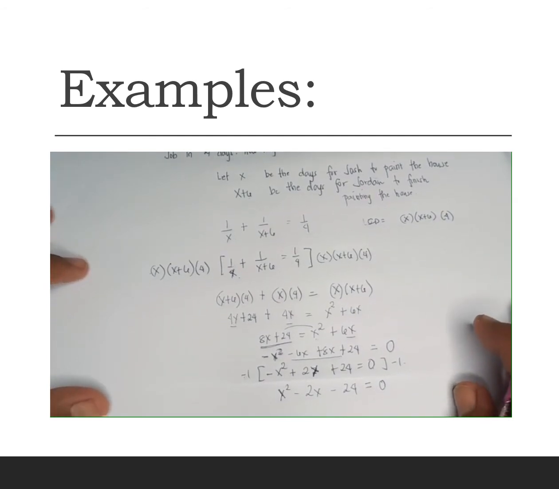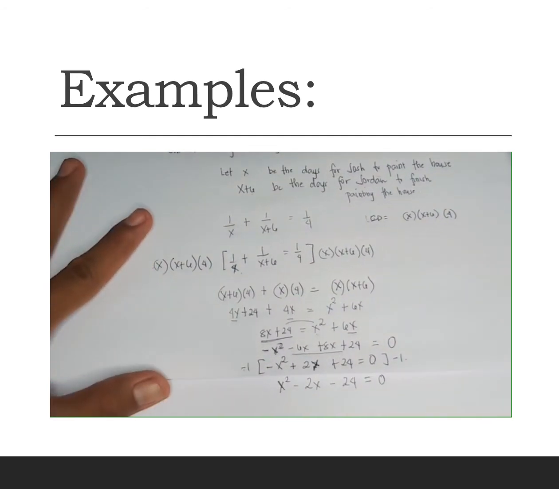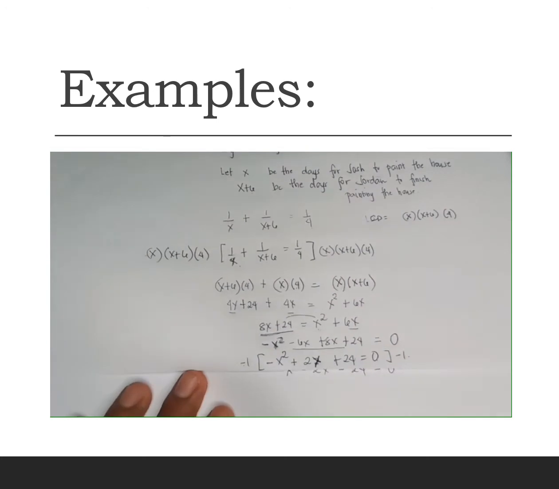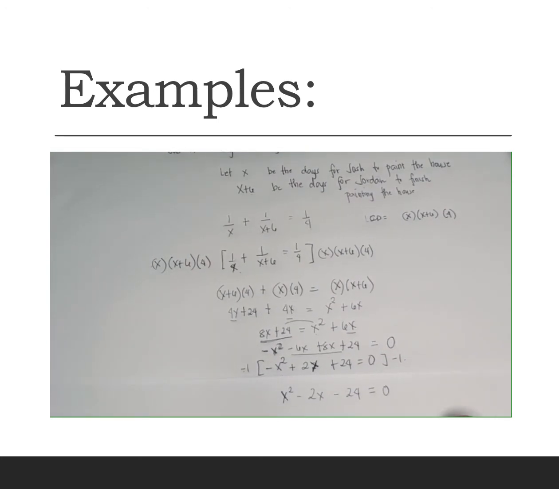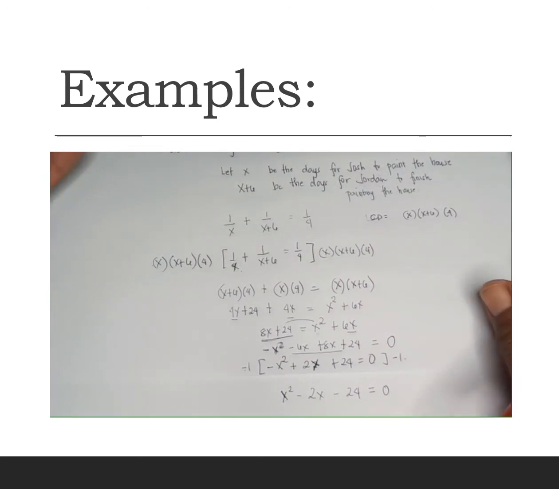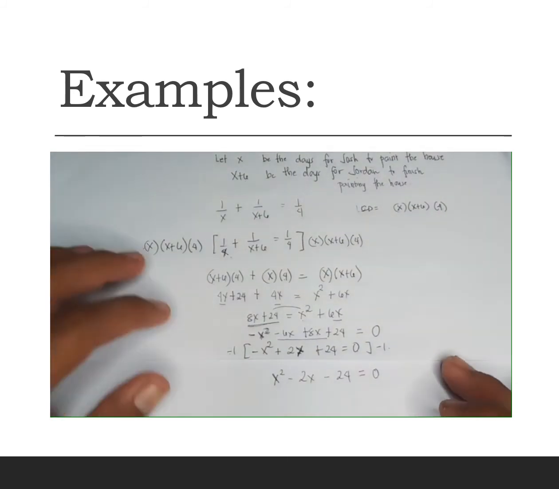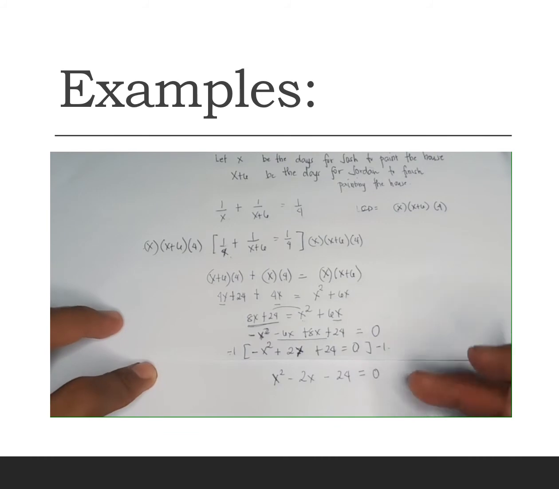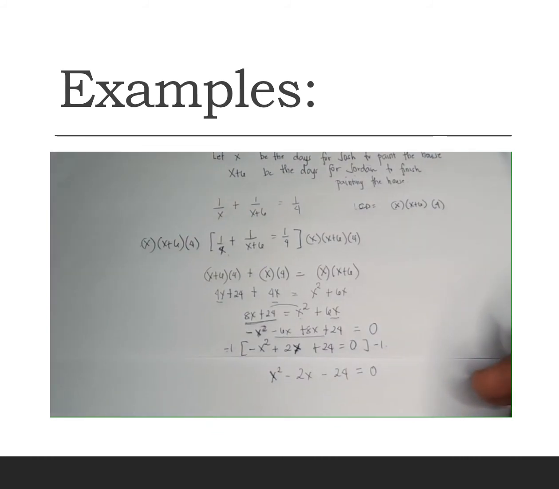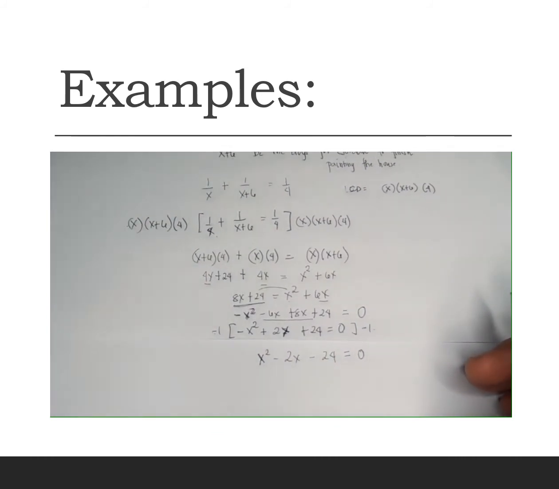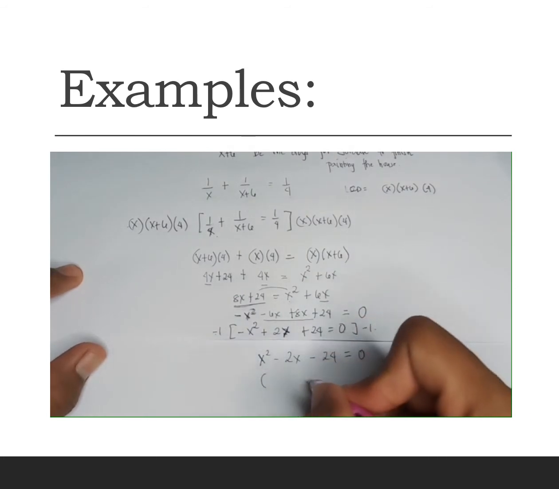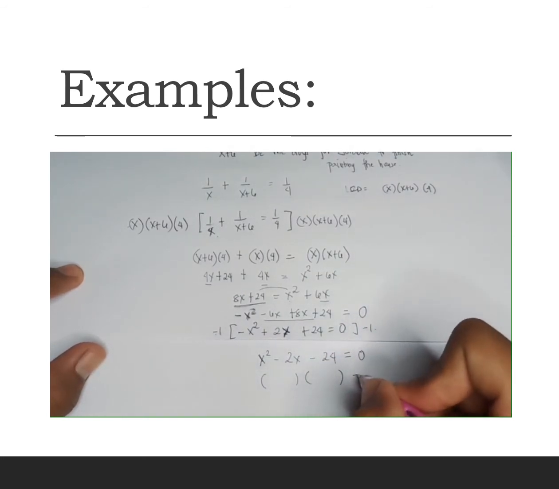From this resulting equation, we will try to find the values, or the roots, of x. What are the roots of x? What method should we use? We can use factoring here. So, we will factor x squared minus 2x minus 24. This is equal to 0.